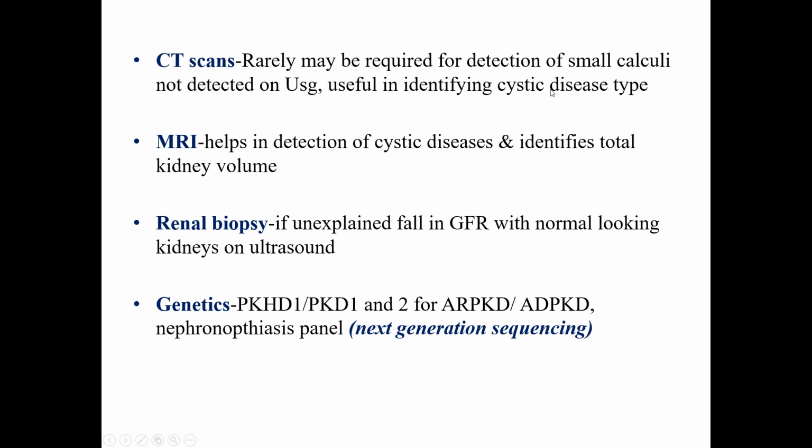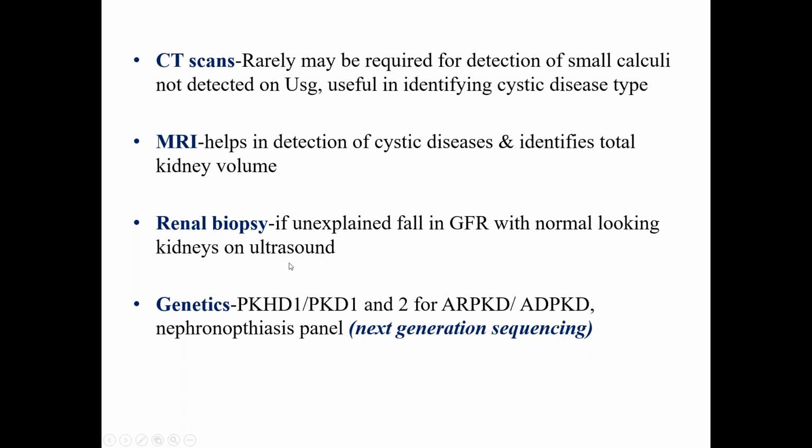But while large calculi are often diagnosed on ultrasound, small calculi can get missed, especially the ureteric ones. So for that, you may require a CT scan. To identify cystic diseases like ARPKD, autosomal recessive polycystic kidney disease, or autosomal dominant polycystic kidney disease, an MRI, which does not expose you to the radiation that is exposed by the CT scan, is better. Therefore, in cystic renal disease, it's not a good idea to do a CT scan. It would be better to do an MRI.